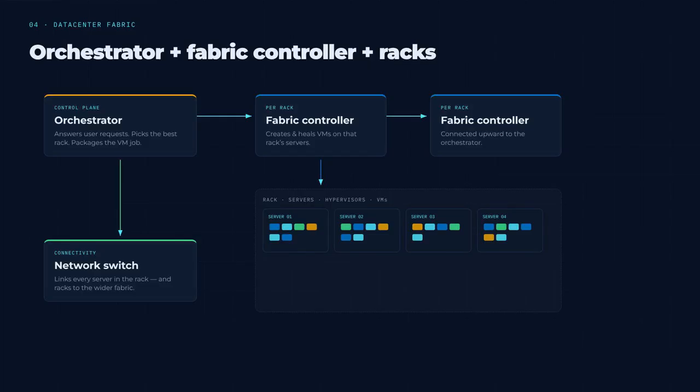But who decides which rack gets your new virtual machine? One server in each rack runs special software called the Fabric Controller. The Fabric Controller watches the health of that rack and creates or repairs virtual machines on demand. Above the Fabric Controllers sits the Orchestrator. The Orchestrator is the brain that answers user requests. It chooses the best rack, packages what the VM needs, and talks to the right Fabric Controller. Users never speak to individual servers. They speak to the Orchestrator, and the Orchestrator makes the Fabric move.